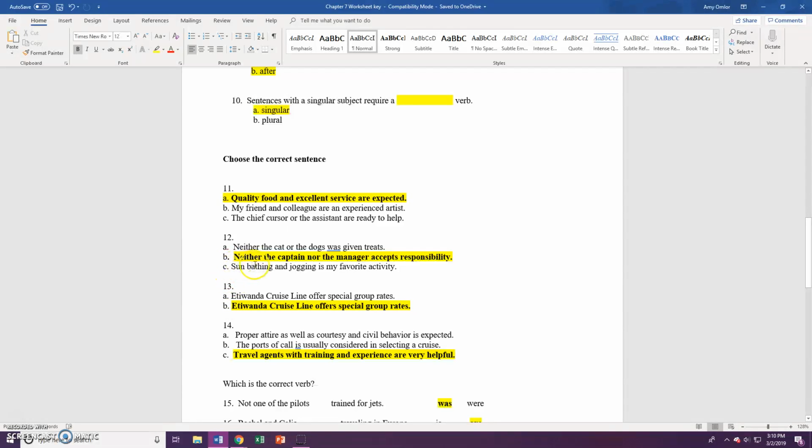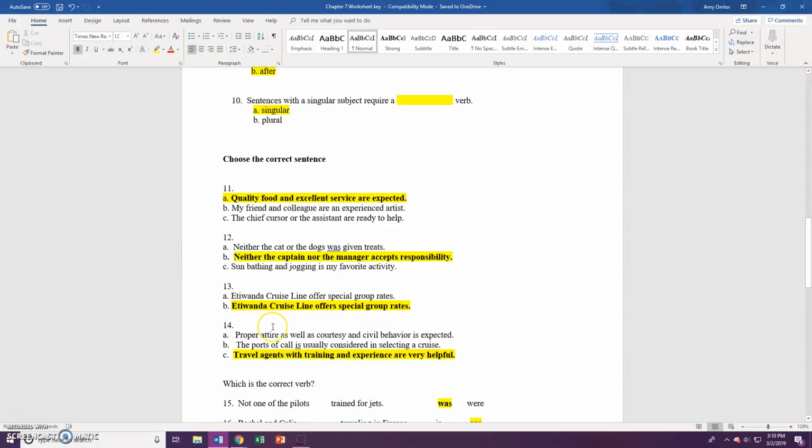Number 12b. Neither the captain nor the manager accepts responsibility. Well, here we have another neither nor. What comes after nor? Manager. Manager is singular. You have to have a singular verb, which is accepts. Sunbathing and jogging is my favorite activity. Here again, we have 2 subjects, and if you have 2 subjects, you have to have a plural verb. And plural verbs are.